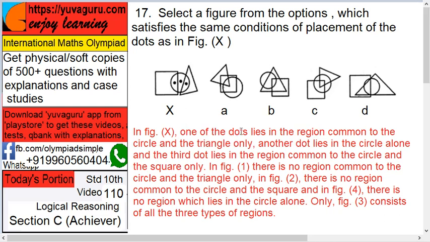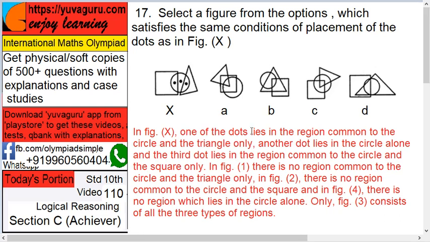So what is in X? First check that. One of the dots lies in the region common to the circle and a triangle only, right? Circle and a triangle, this dot. Another dot lies in the circle alone, see this center one. And the third one is in the square and a circle. Means there is one region which is common to circle and triangle only, one region which is common to circle and square only, and one region which is only for circle. So any of these figures has it?